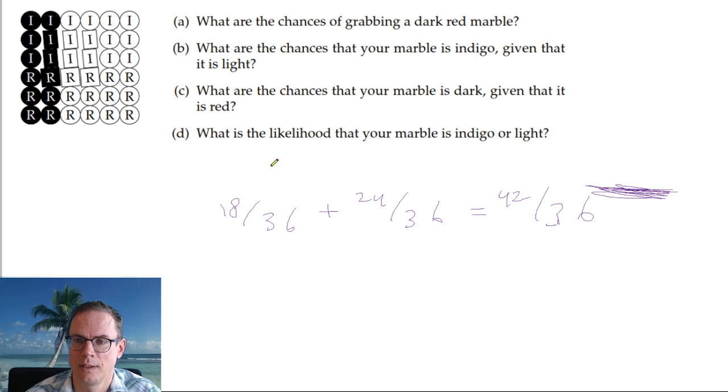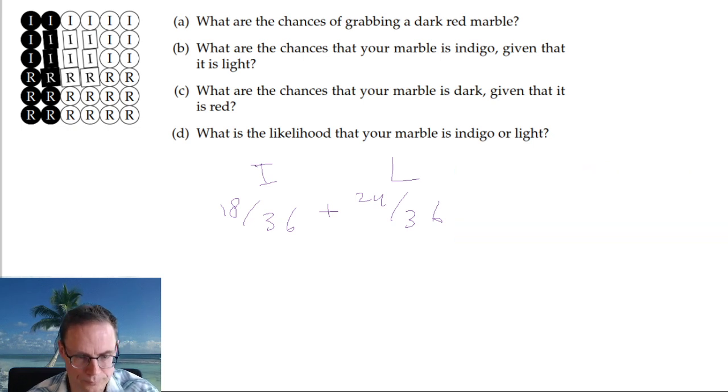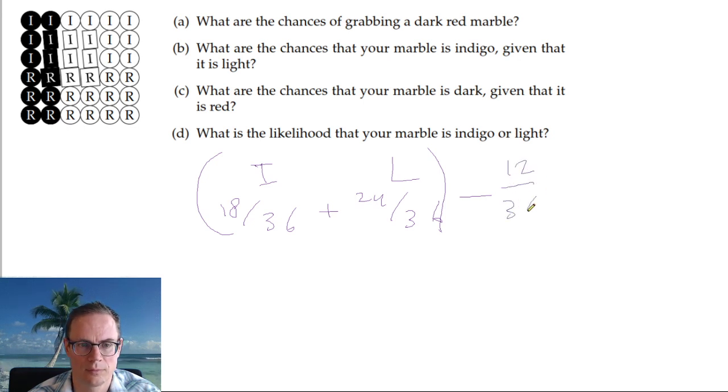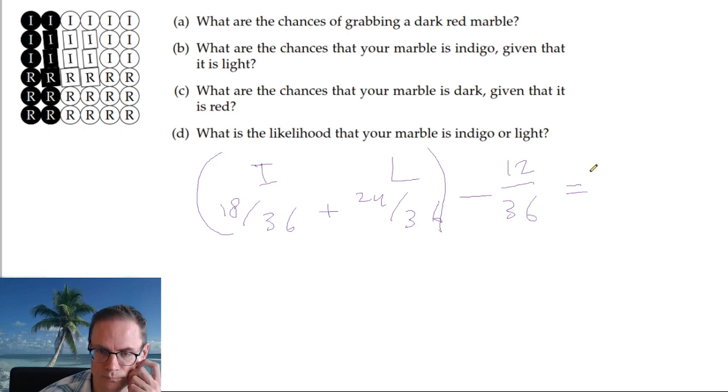So we have indigo 18, light 24, and then we have to subtract both. So a big bracket and then minus, well, how many are both indigo and light? 12. 12 out of 36 equals, well, everything minus 6, right? So it's 30 out of 36.